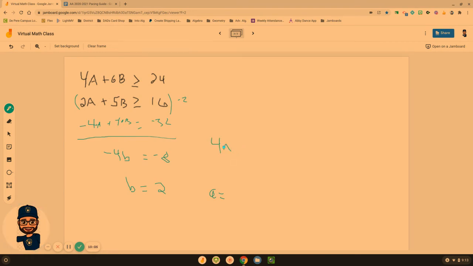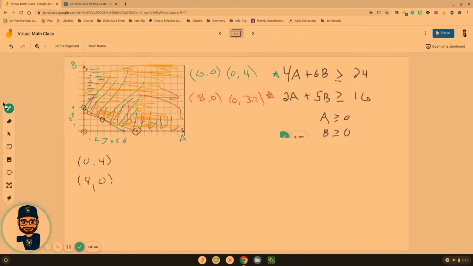4A plus 6 times 2 equals 24. Hopefully you see that that's 12. So if I subtract that to the other side, 4A will also equal 24 minus 12 is 12. If I divide by 4, I get A equals 3. So remember, A is our first part. It's the X, and B is the Y, or we get the point 3, comma 2. All right, so 3, comma 2 is that third vertex.